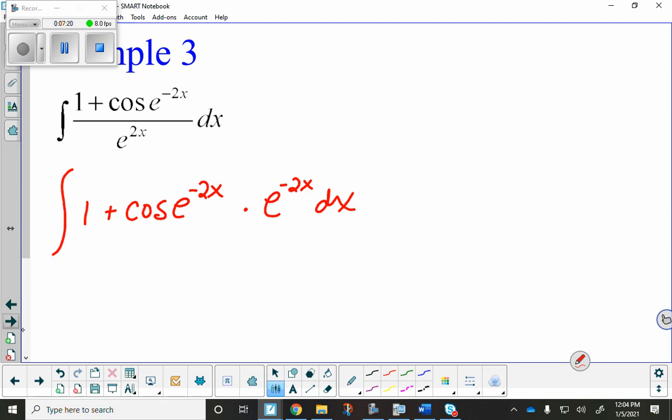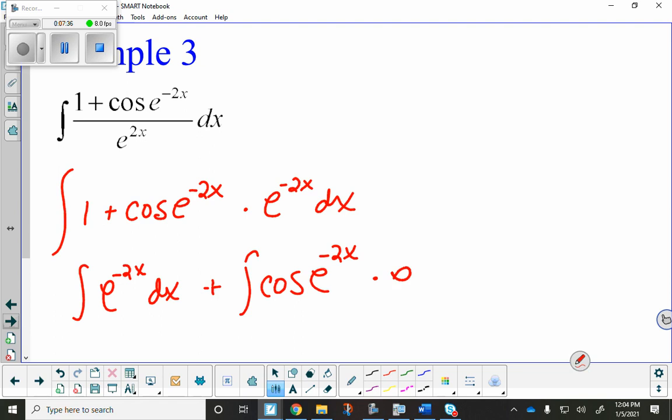Well, if I were to do that, I would distribute. And I get the integral of e to the negative 2x dx plus the integral of the cosine of e to the negative 2x times e to the negative 2x dx.